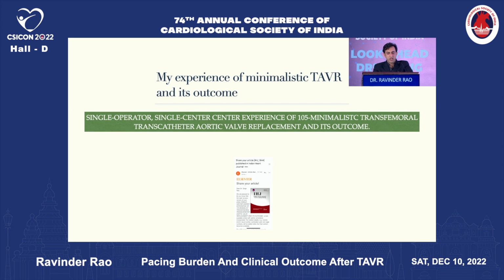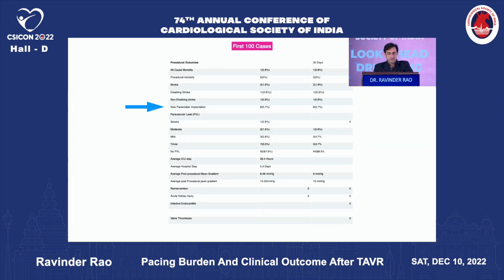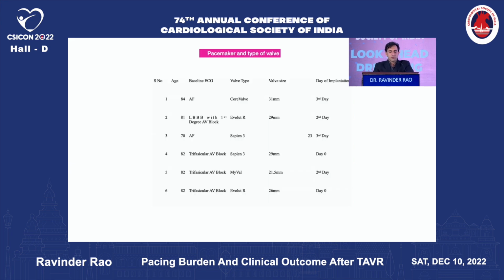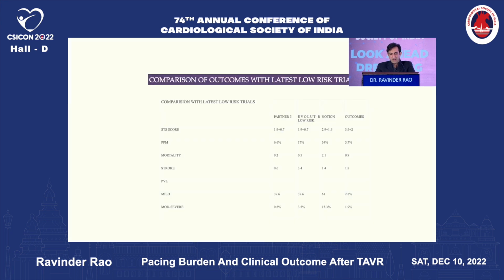I have published my own outcome as a single operator, single center experience. This is the first 105 patients where the pacemaker rate was 5.7%. Among the patients who got a pacemaker, number 1 was 84, CoreValve, this is the first generation valve. Number 2 patient, 81, LBB with first degree block. Number 3, atrial fibrillation. Number 4 patient already had a trifascicular AV block. Number 5 patient, trifascicular AV block. Number 6 patient, trifascicular AV block.